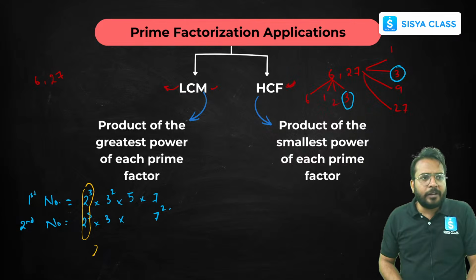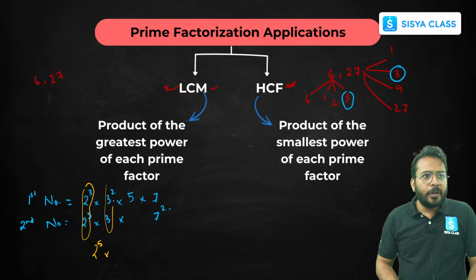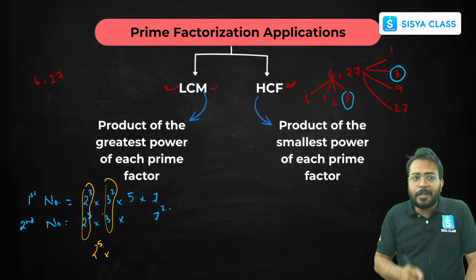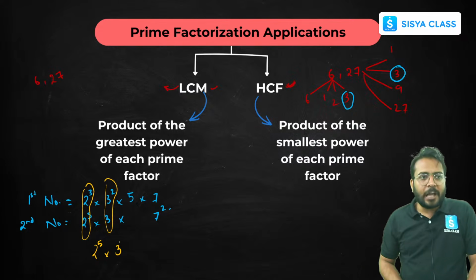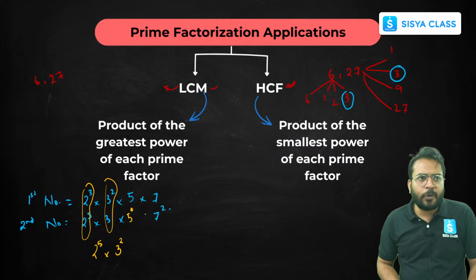The greatest power is 5, right? So that means 2 to the power 5 will come. Out of 3, the greatest power of my prime factor 3 is 3 to the power 2. That means I will get 3 to the power 2. Here I am having 5 and here I don't have 5. That means I can write 5 to the power 0.